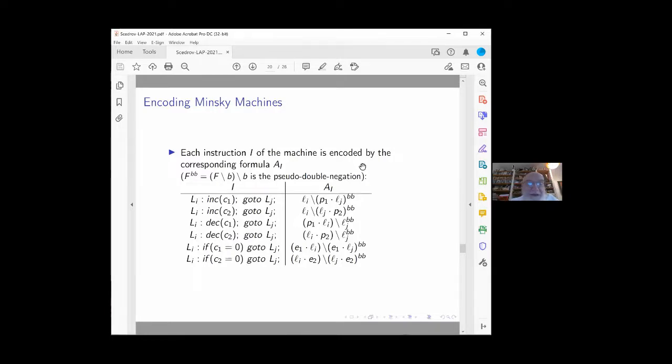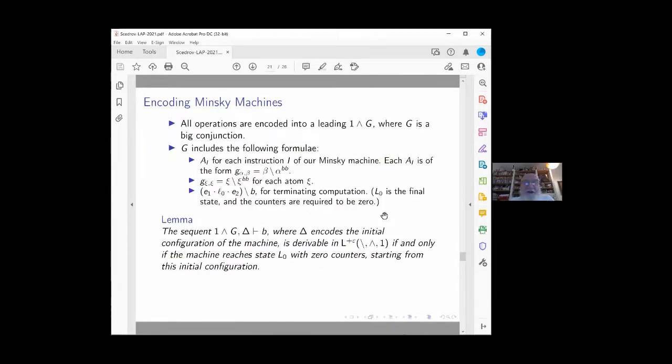Then the issue is to encode all the necessary commands of the two counter Minsky machine, with zero checking, in the following way as formulas of this fragment. I'm writing multiplication whereas I don't officially have it, but I'm allowed to do this since it's on this side, so I can represent it as nested implications. All operations are encoded into a leading formula of the form 1 and G, where G is a big conjunction, which includes the following kinds of formulas. The formula that we just saw briefly on the previous slide for each instruction of the Minsky machine. Each one of them is of the form beta under alpha to the BB. That's the pseudo-double negation.